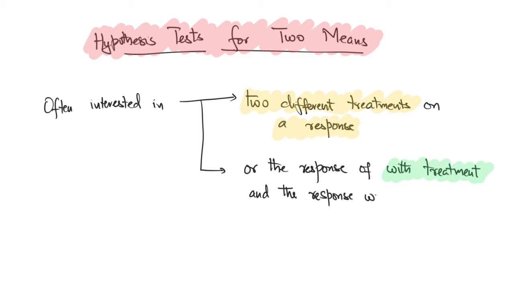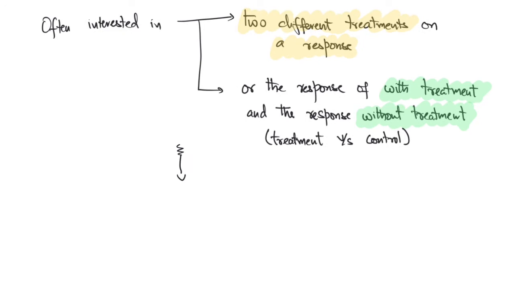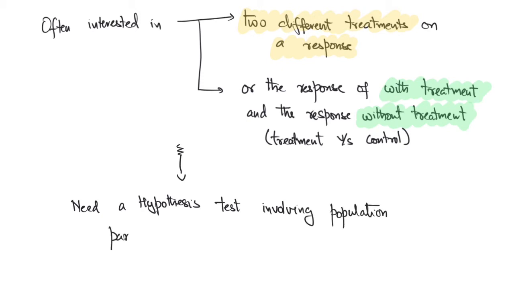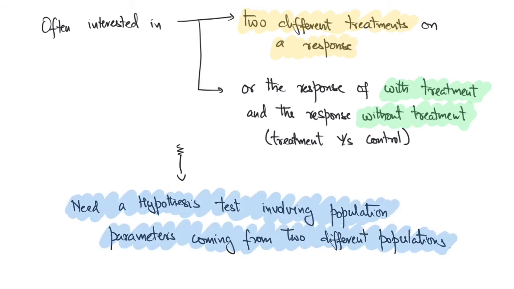To proceed in either of these scenarios, we will need a hypothesis test involving population parameters that are coming from two different populations. This could also be the case where we are applying two different treatments to the same population. The goal for today is going to be working with hypothesis tests for two means.